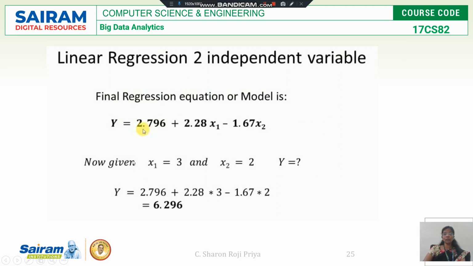Now you take the values of x1 and x2 as 3 and 2, which are the test data. When the independent values are 3 and 2, what is the value of y, which is the dependent variable? You substitute and calculate, and you will get the value of y equal to 6.296. So this is all about calculating the dependent variable y given two independent variables. Thank you.